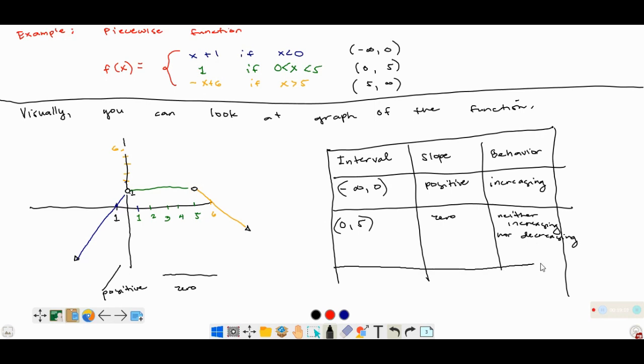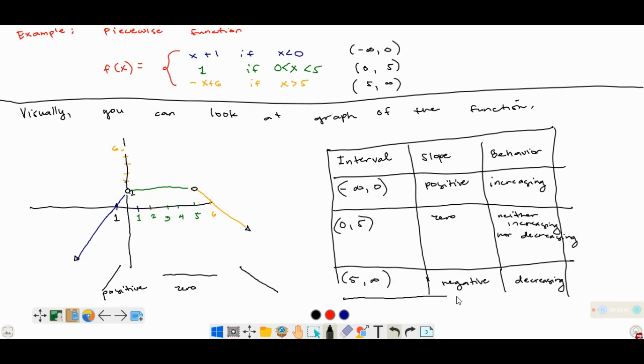Next ulit tayo. Last na interval na, yes. We have 5 to positive infinity. If you have the interval 5 to positive infinity, this is the line corresponding to the yellow line. Ayan. What do you notice about the slope? Papababa siya, ganyan. So, it is negative. Therefore, this is decreasing at the interval 5 to positive infinity.